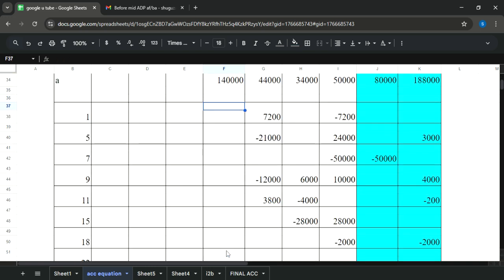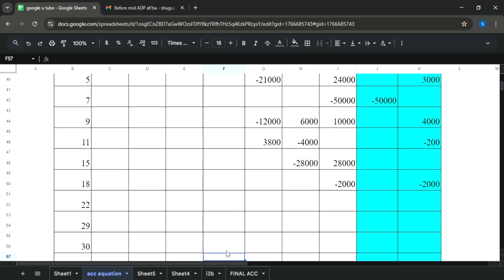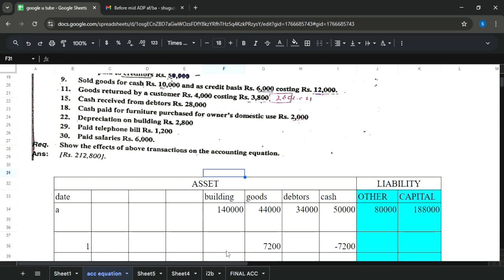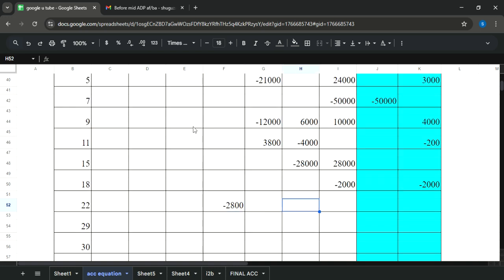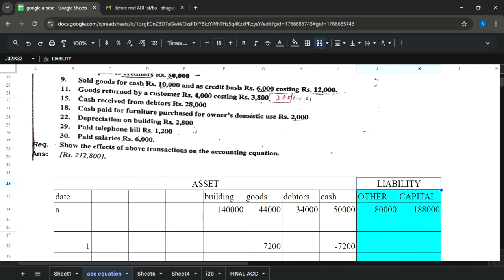So you will come at 22nd, minus 2,800. I'm sure it should be 2,800. Depreciation. Okay. 2,800 was the amount of depreciation on building. Since it's a loss, the loss will be faced by the owner. So the 2,800 loss or expense would be subtracted from the capital. 22nd entry is completed. Now 29.